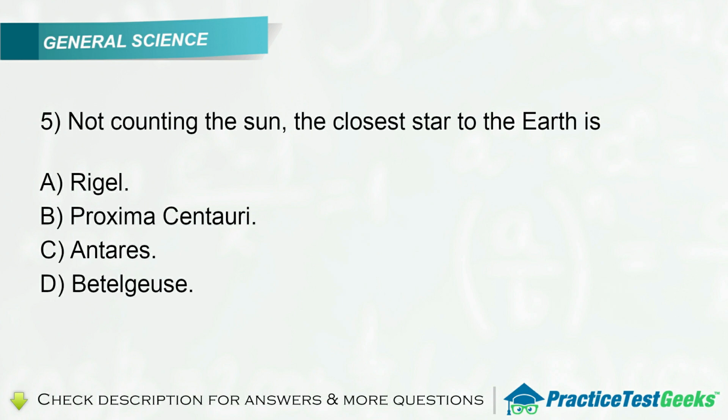Question 5. Not counting the Sun, the closest star to the Earth is A. Rigel. B. Proxima Centauri. C. Antares. D. Betelgeuse.